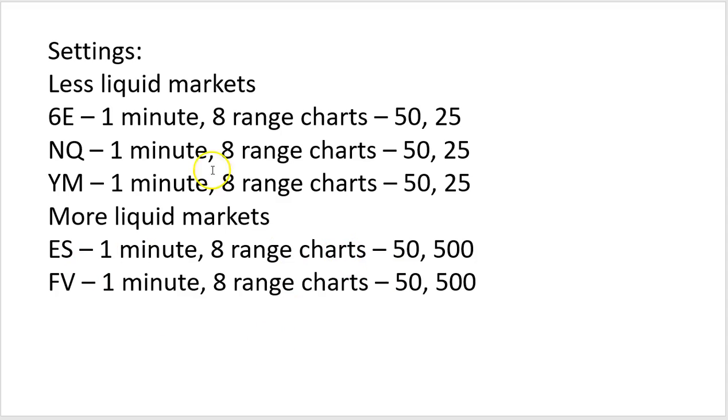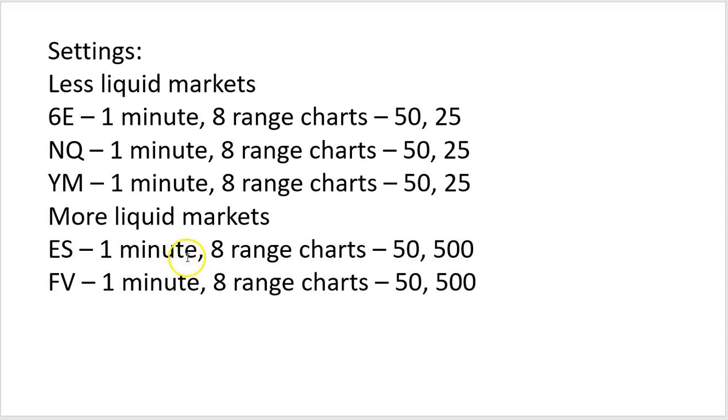So the settings, let's just talk about the settings real quick. For 6E, the euro currency, the NASDAQ, mini Dow, whether it's a 1 minute, 8 range chart, I generally go with 50 and 25 as the setting. That's for the less liquid markets. For the more liquid markets, I'm using a setting of 50 and 500 as my base.